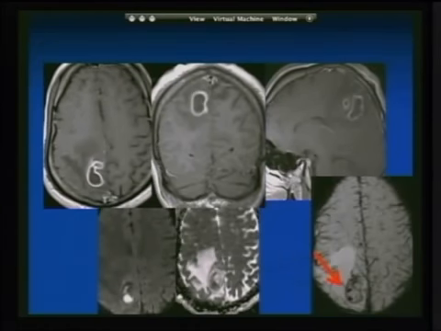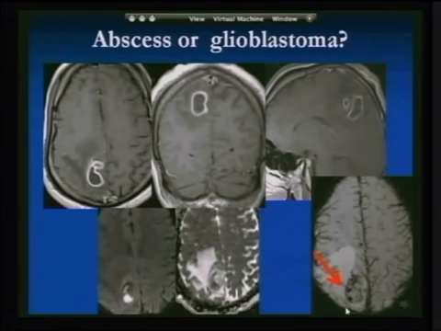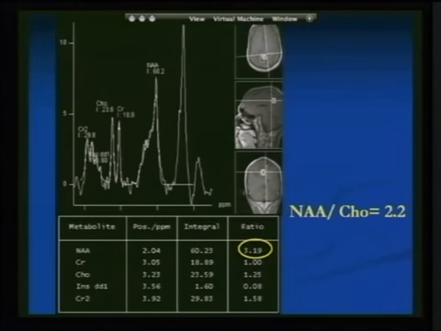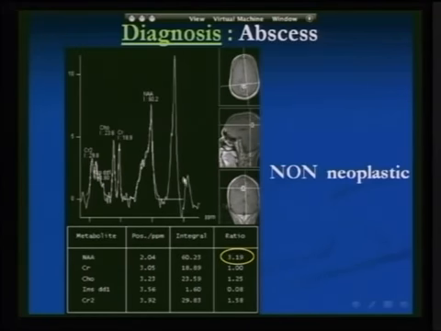With SWI, there are blood products. So is it an abscess or is it a glioblastoma? Again, proceed to spectroscopy. Again, the ratios are preserved and the presence of amino acids, succinate, are in favor of abscess. The patient didn't improve on antibiotics and he was operated and the abscess was drained.